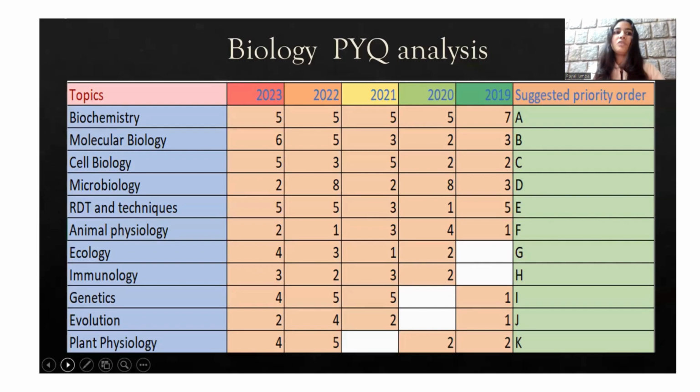So these topics I have shortlisted based on the previous 5 years' question papers. And I have figured out that most of the questions are from biology, which consists of biochemistry. Like in 2023, there were 5 questions from biochemistry. In 2022, there were 5 questions of biochemistry. So you can see that almost every year, they ask a larger number of questions from biochemistry. So it should be your first priority.